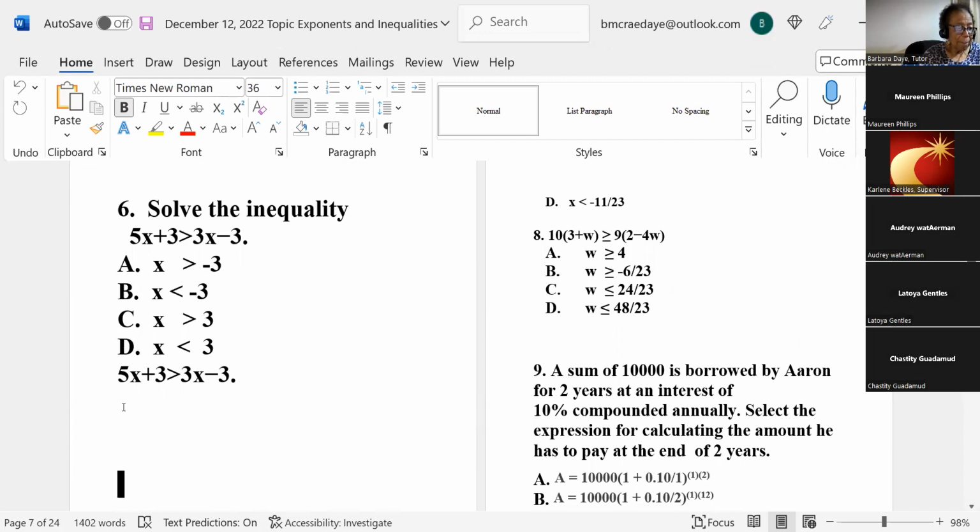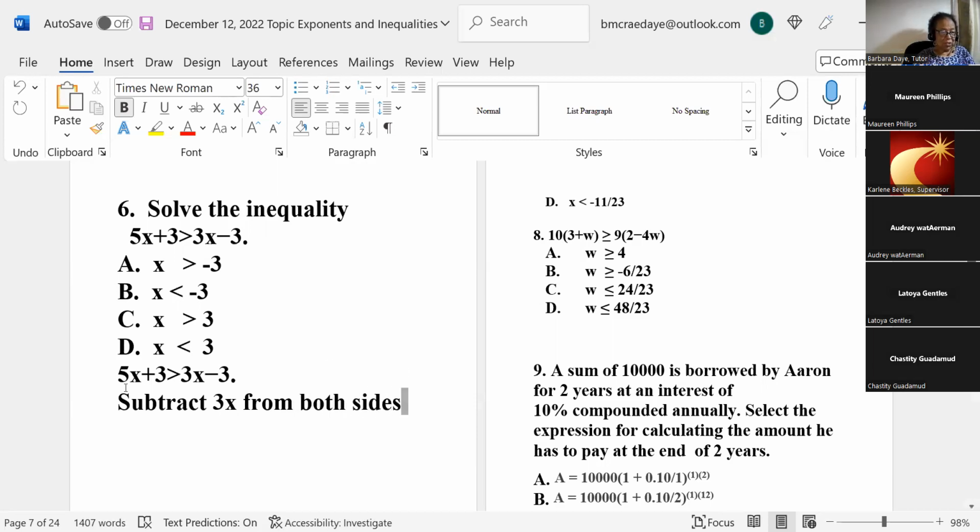We would add 5x. You'd add the 5x. Notice your x's are on the left side. So let's just say we want to get all our x's together. So what would we do to the 3x? Subtract it from the 5x. That's right. So subtract. Very good. Subtract 3x from both sides.